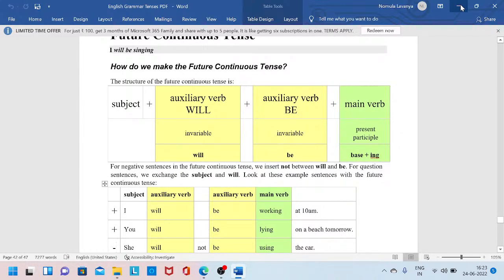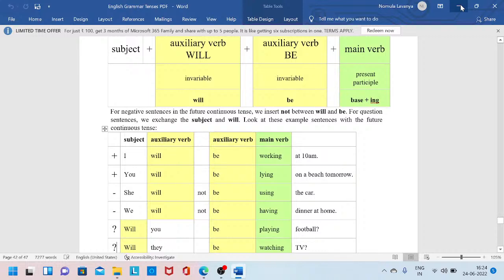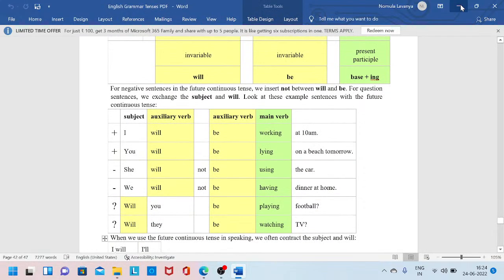For the negative sentences, as usual, we will be inserting not in it, but in between, not also we'll be using will and be. And for the question, we'll be exchanging subject and will. Will is again the auxiliary verb. So look at the examples. I will be working at 10 a.m. You will be lying on beach tomorrow. These two sentences perfectly use will be. Be is also used in the past, and it is also used here in the future tense. You will be lying on a beach tomorrow.